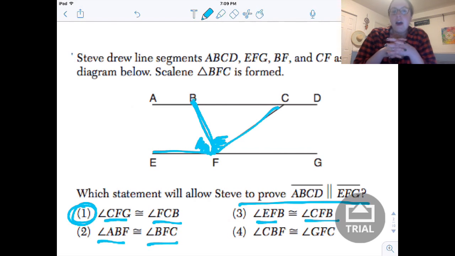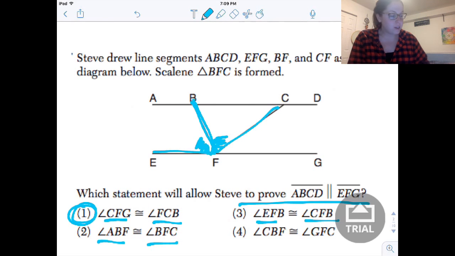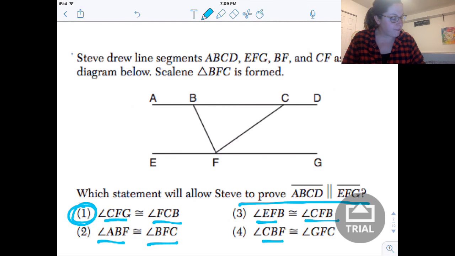They're next to each other, but other than being adjacent, there's not much that I see going on there. So yes, those are adjacent, but they're not one of my angle pairs that makes lines parallel. And last, CBF. So CBF is this one, and GFC, that is this one.